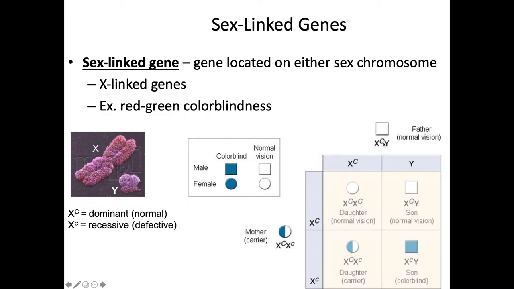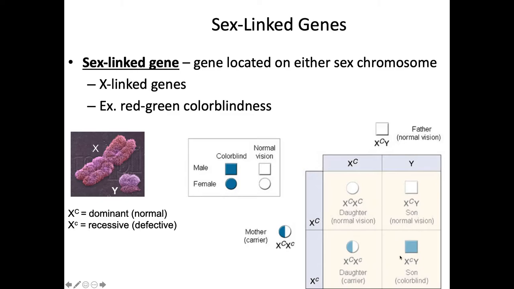And here, capital C, this dominant allele, that's the normal allele. So here's a possible gamete of the father. Since he has a dominant allele, he can see normal. Here, the mother, she is a carrier, so she is heterozygous, so she has a dominant allele and a recessive allele. So the possible gametes that she can make are this X with the dominant allele and then this X with the recessive allele.